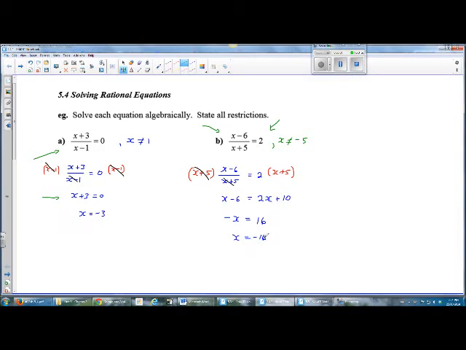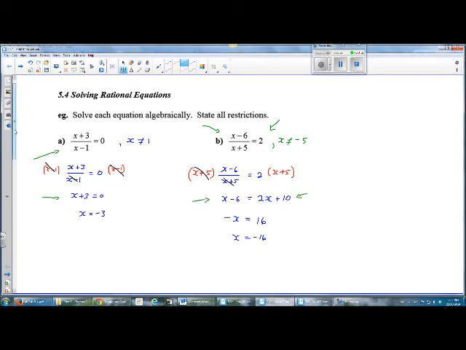And then just to also verify that, graph y equals x minus 6, and graph separately, or like in the second function, y equals 2x plus 10, and see where those intersect, and they will intersect at x equals negative 16. Well, we're going to verify that, and hopefully that is true. Okay, so verify those by graphing in Desmos, please.